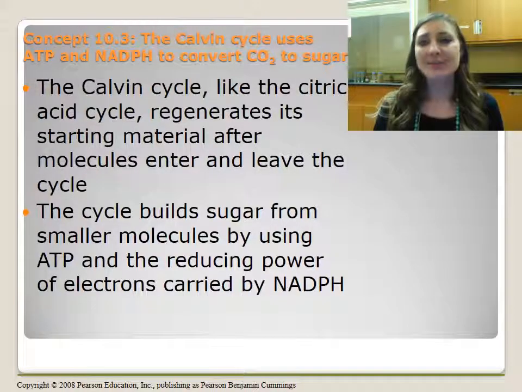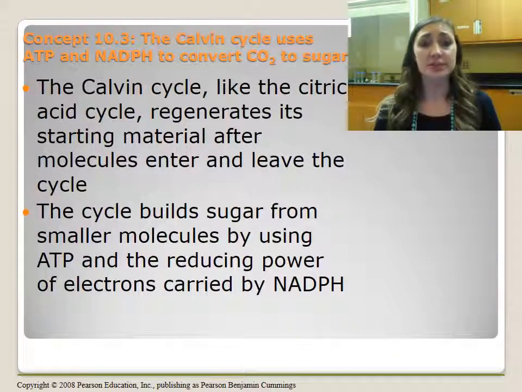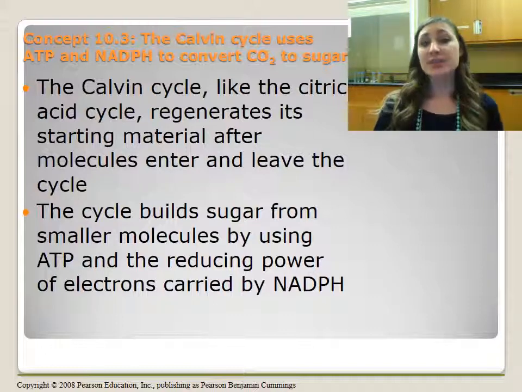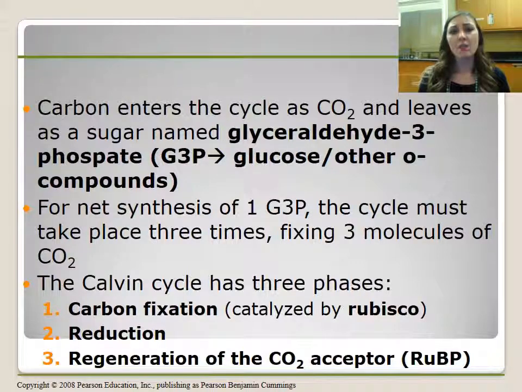So the Calvin cycle is similar to the citric acid cycle in cellular respiration because it regenerates its starting material after molecules enter and leave the cycle. The cycle will build sugars from smaller molecules, and it uses ATP and the reducing power of electrons carried by NADPH in order to accomplish this. All right, carbon will enter the Calvin cycle as carbon dioxide, and it leaves as a sugar called glyceraldehyde 3-phosphate, or G3P for short, which we can then use to make glucose and other organic compounds.